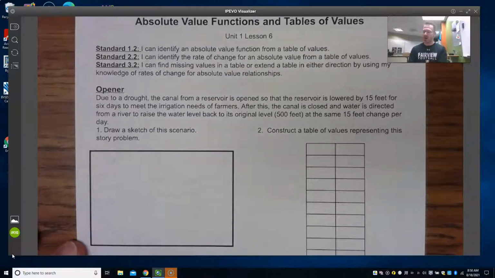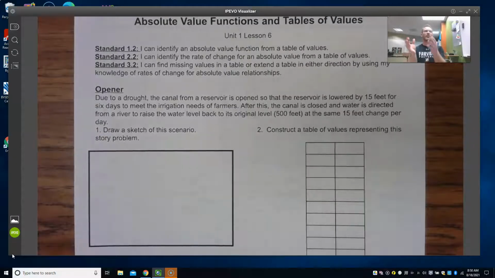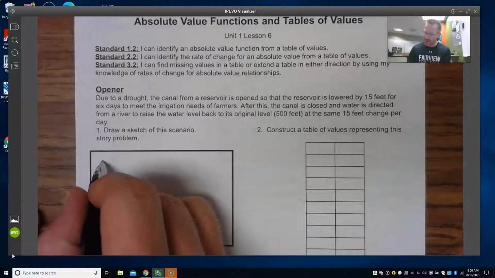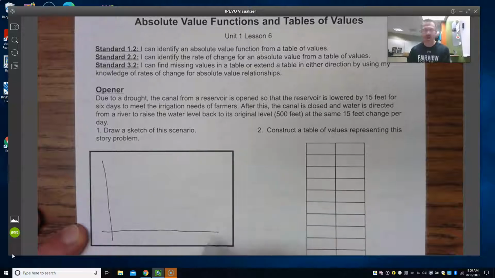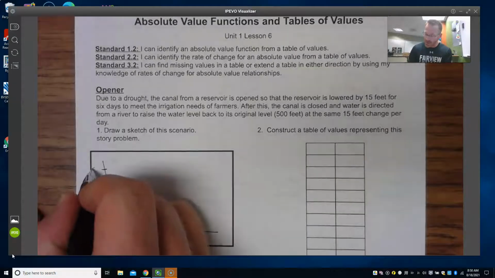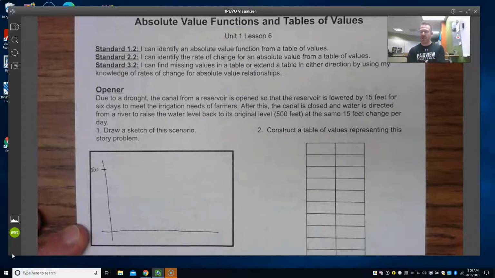All right, a lot of times what we want to do is just draw a sketch of the situation to give that visual. We've seen the picture of our functions, and so we have a picture that might help indicate what type of function we're working with. If I create a quick XY table, we know that the original level of the lake or the reservoir is 500 feet. And so what we know is that it is lowered by 15 feet for 6 days.